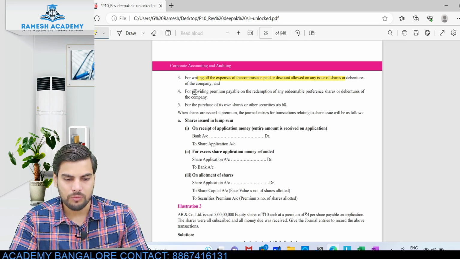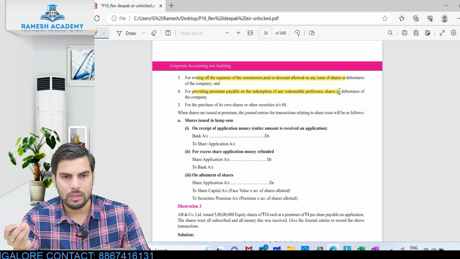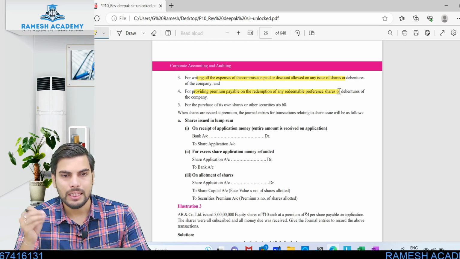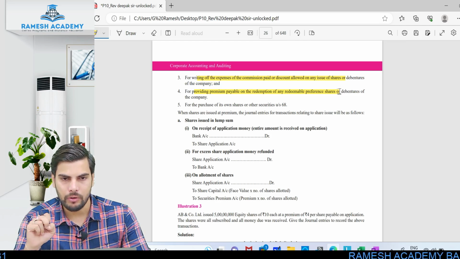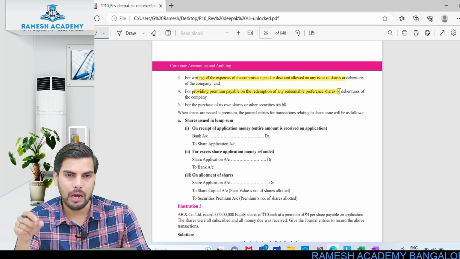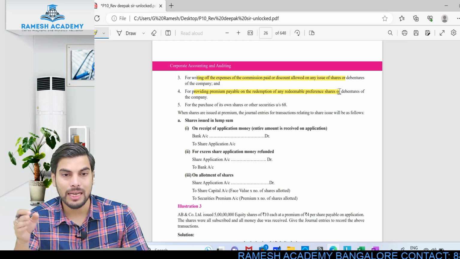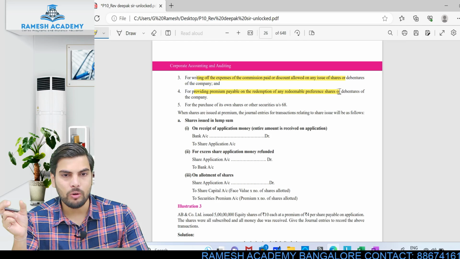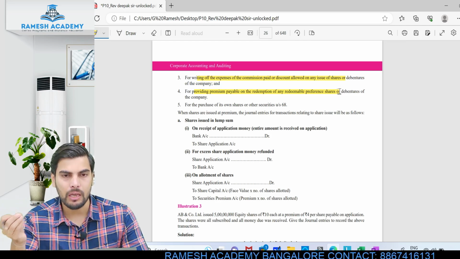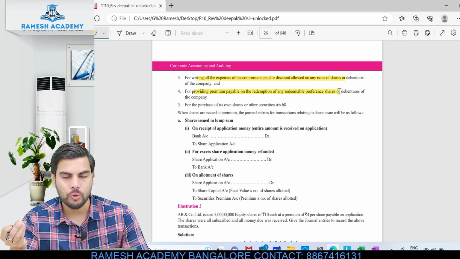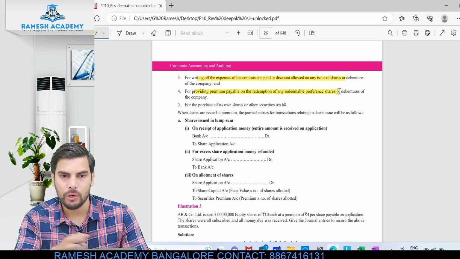The next purpose is for providing premium payable on redemption of any redeemable preference shares. Now you know what is redemption, right? Remember, in the previous class we discussed redeemable preference shares. What are these redeemable preference shares? These are the shares which will be repaid after a certain period of time. Now redemption can happen either at par, premium or discount. So a 100 rupee share I can repay at exactly 100, or I can repay 120. That 20 rupees of excess which I am paying would be called premium on redemption of preference shares. So for the extra amount I am supposed to pay, this premium, the securities premium amount can be used.